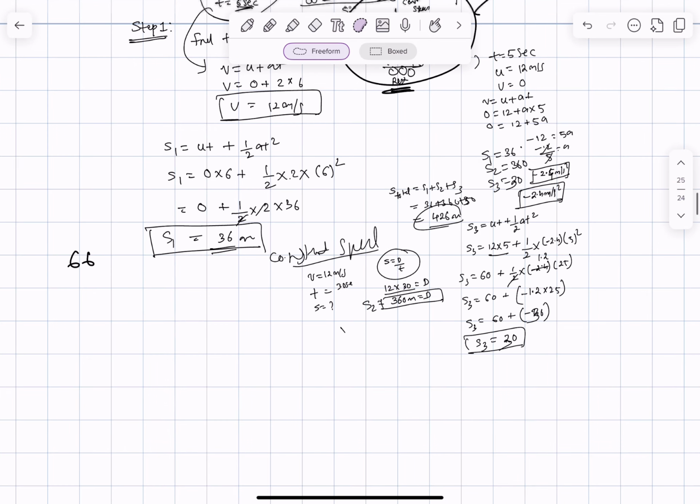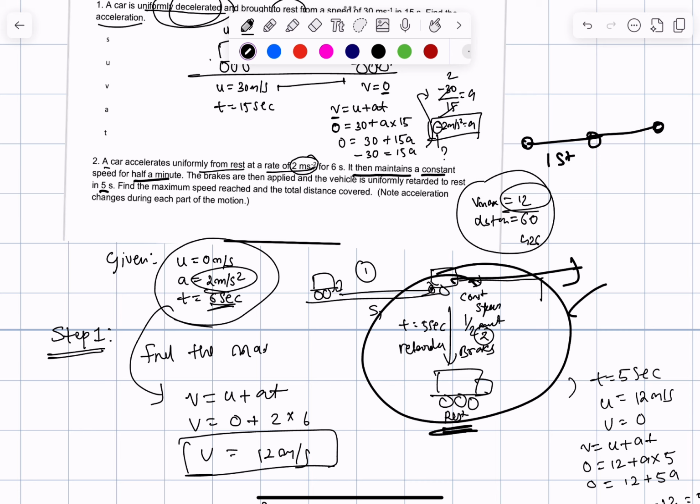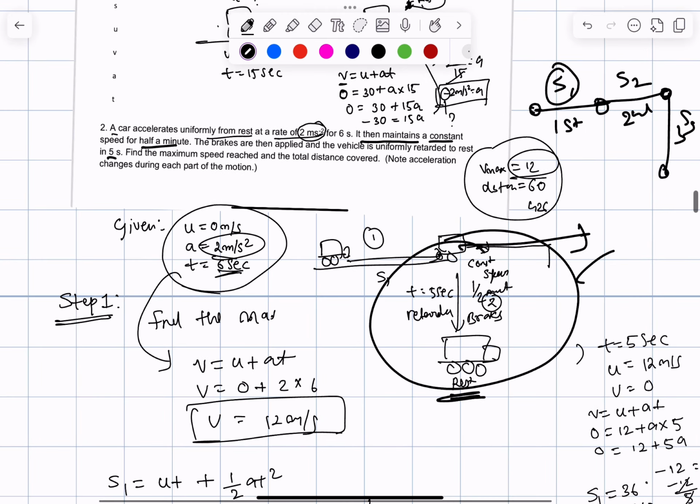Okay, sorry. So in the question, they have asked: a car accelerates uniformly from rest at a rate of 2 meter per second square for 6 seconds. So we have to calculate for the first phase, and then it maintains a constant speed in the second phase, and then brakes are applied in the third phase. So we need to calculate S1, S2, and S3. And they have given conditions for each of them.